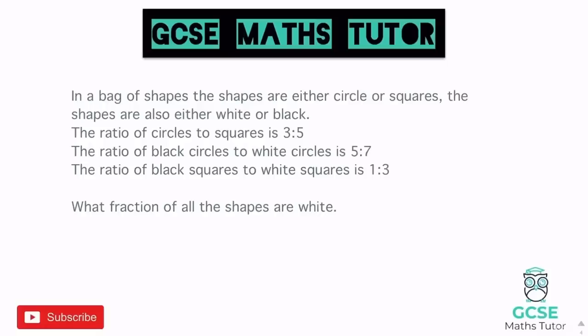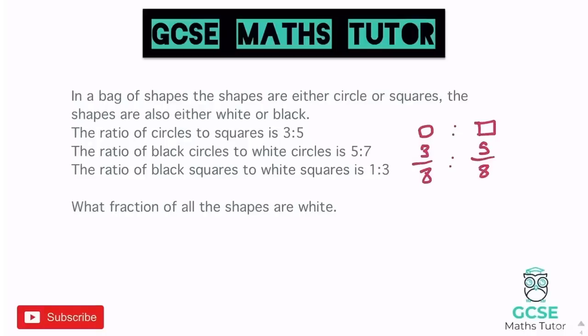Okay, so we've got one of these questions with lots of ratios going on. It says in a bag of shapes are either circles or squares, and then they're white or black, and gives us some ratios about them. And it wants us to work out what fraction of all the shapes are white. Now if I start to break this information down a bit, it says fraction, so I'm going to just start to turn these into fractions. Now it says we've got circles and squares, and that's in the ratio 3 to 5. So in total that's 8, so we've got 3/8 that are circles, and 5/8 that are squares.